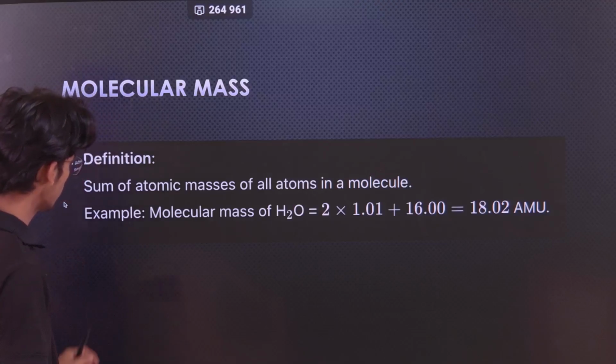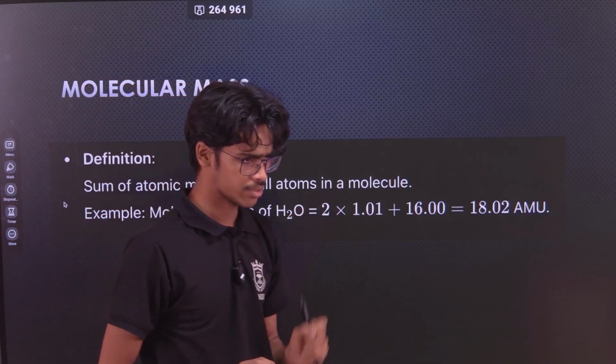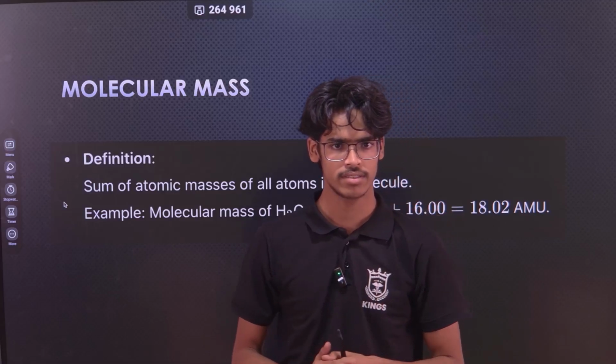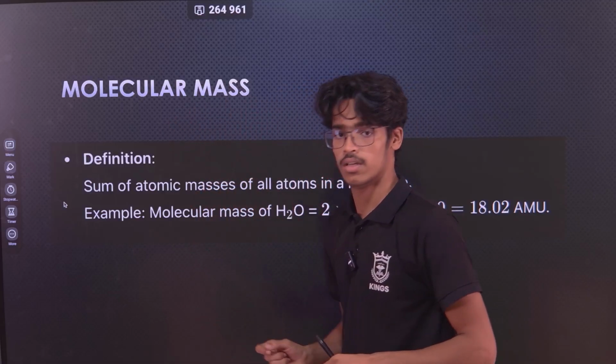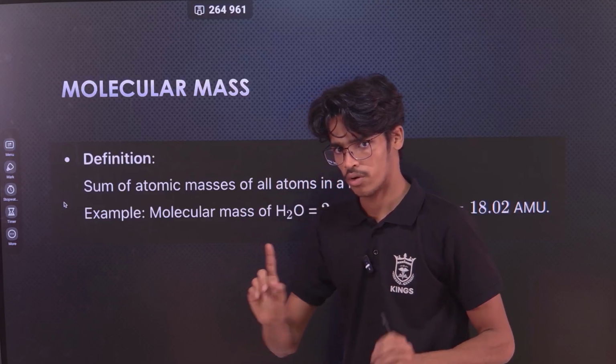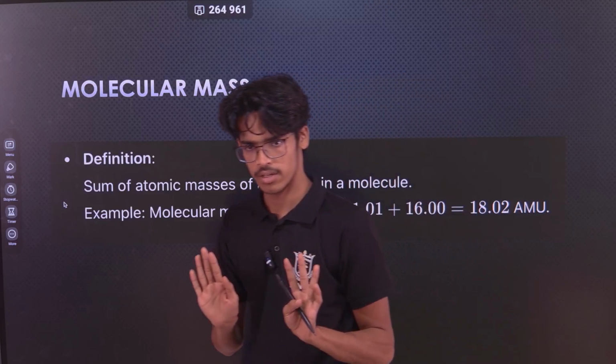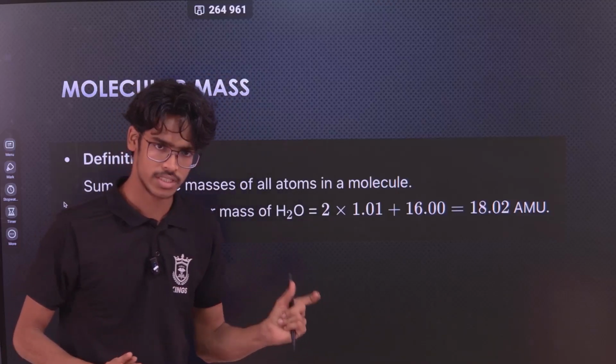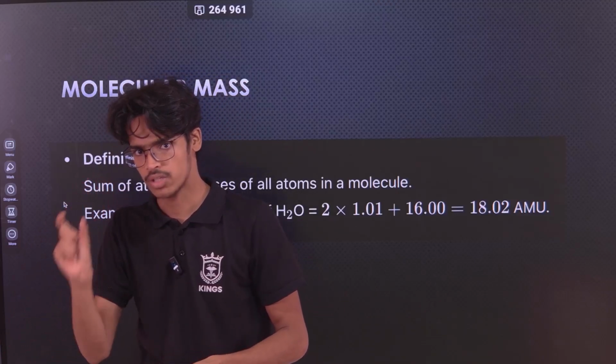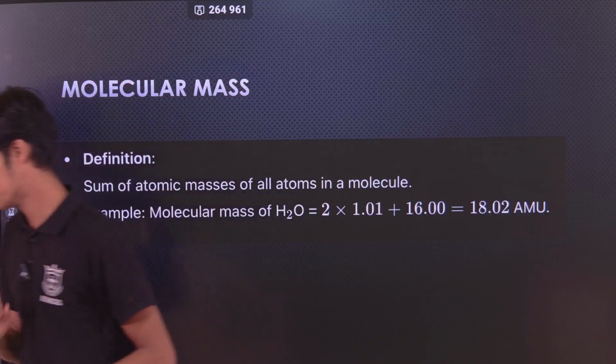So now we understand what molecular mass and atomic mass unit are. The smallest unit to measure mass is the atomic mass unit, and molecular mass is the mass of one molecule. I hope there is no confusion, right? Only two definitions. Let's move ahead.